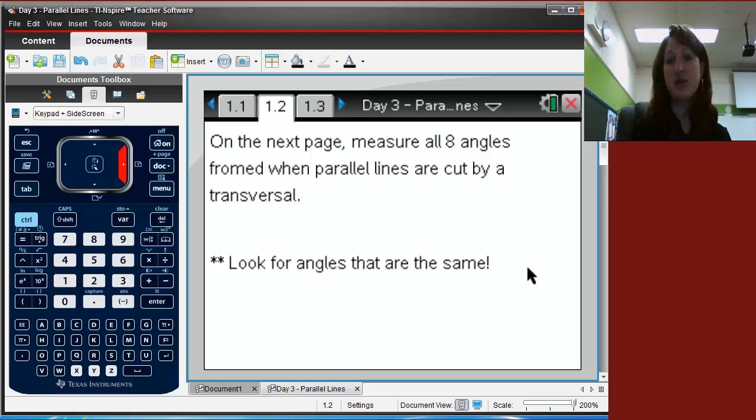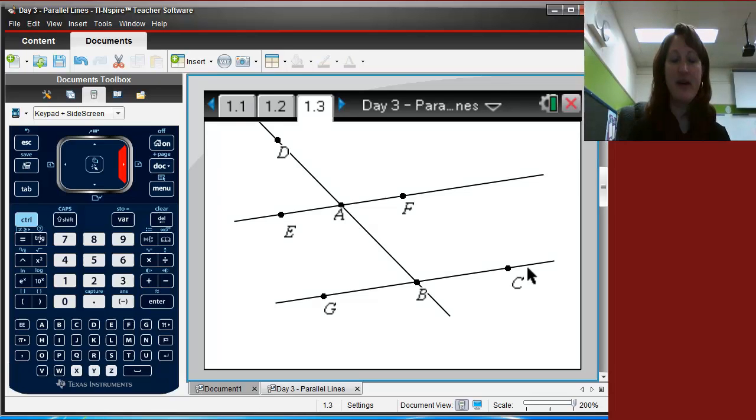And what we're going to do is actually go through and measure all 8 angles. So, if we turn the page, what you have on the third page of your document are 2 parallel lines cut by a transversal. And what I've done is gone through and put some points on there so that we can actually talk about the angles. Now, what you should notice is that there are 8 angles formed when you have parallel lines and a transversal. So there's one up here, the angle that goes from E to A to D. There's an angle next to it, DAF, and then 6 others down below.